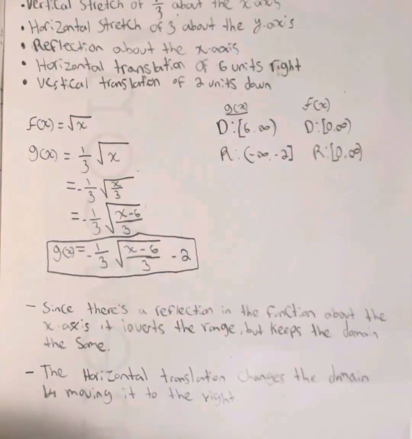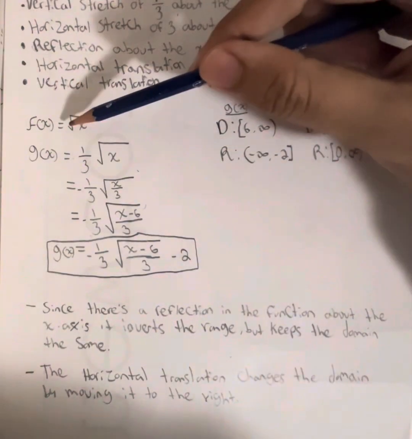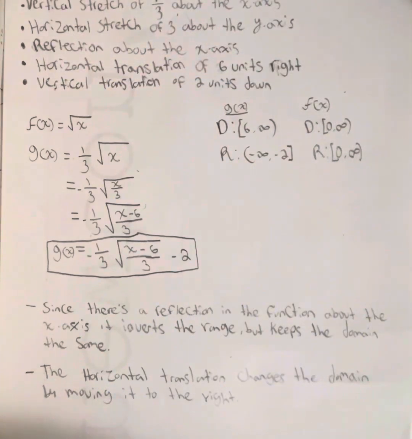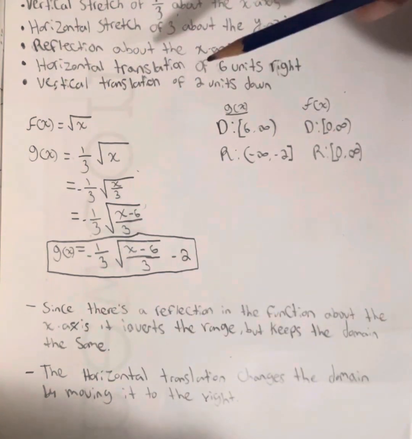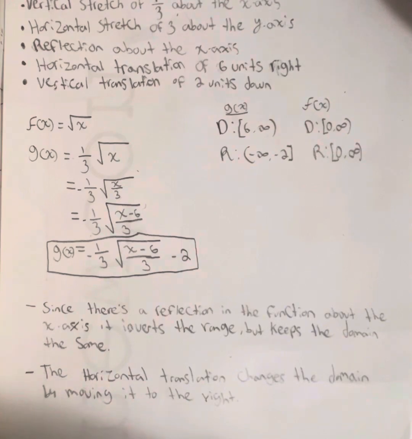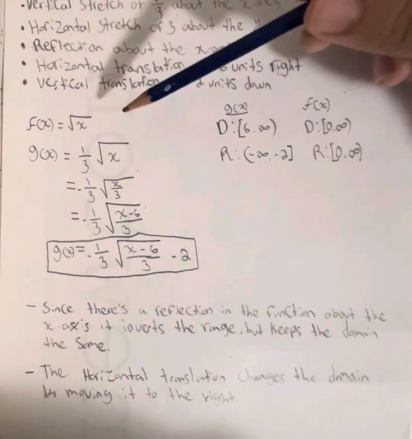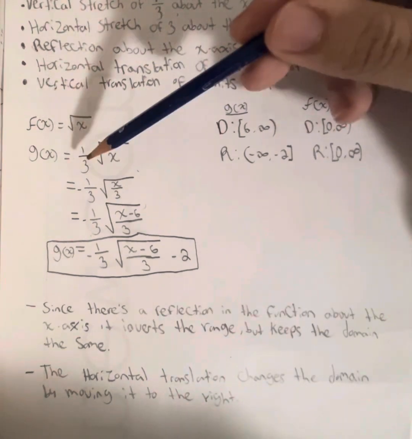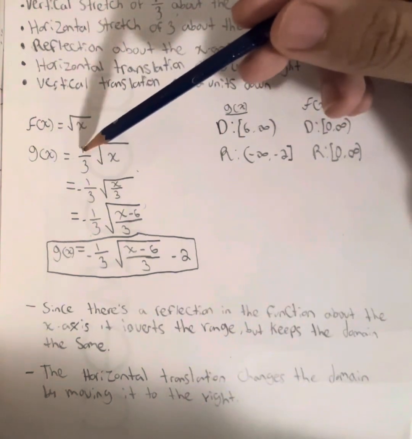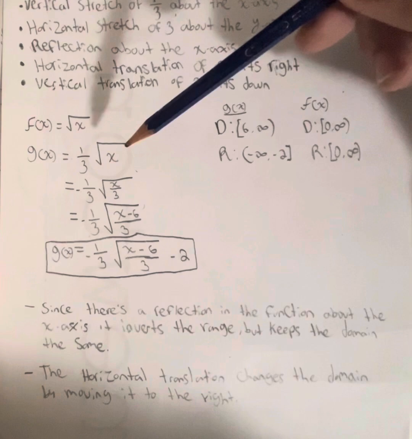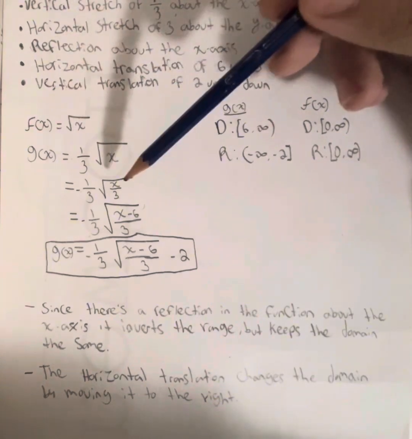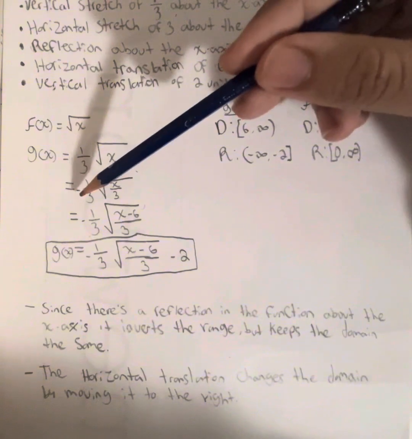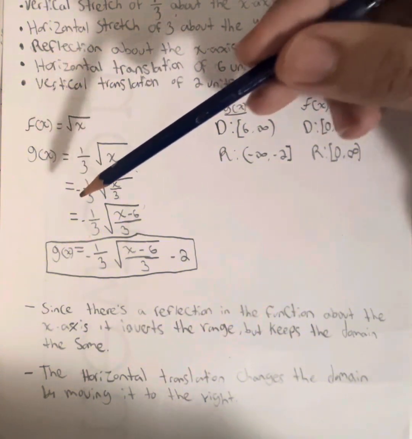So here we have the function f of x equals square root of x. To get g of x, I applied these transformations step by step. So you can see here the parent function, and now here g of x, which is a transformed function. The first one is 1/3, which is the vertical stretch of 1/3 about the x-axis. Now, since we're going to reflect it over the x-axis, you have to change this to a negative sign.